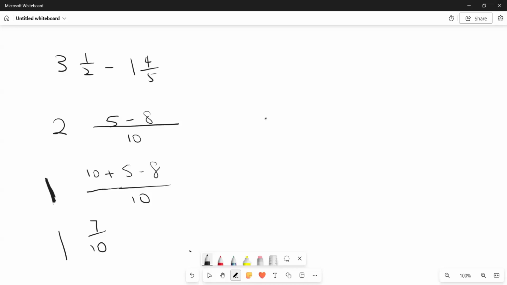Right, you follow that one? We take 1 from here and we convert it into 10 over 10. It's like saying this: 2 is really 1 plus 10 over 10 plus 5 minus 8.